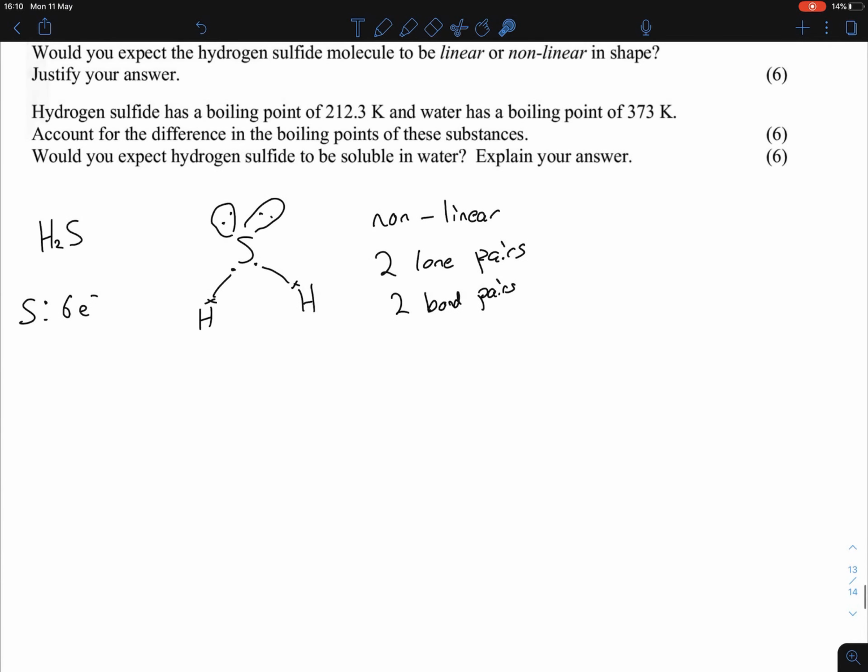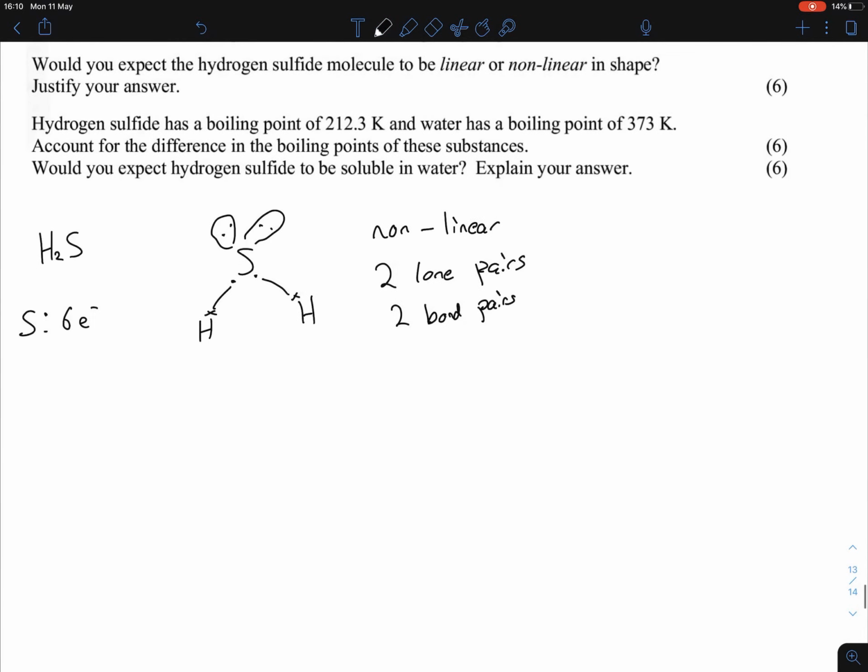Would you expect hydrogen sulfide to be soluble in water? Explain your answer. Well, we have to figure out if it's going to be polar covalent or non-polar covalent. So H and S. We know hydrogen is 2.1 just from practice, from the last few of them. What is sulfur? It is 2.5. The difference is 0.4. So it's kind of in a grey area here.